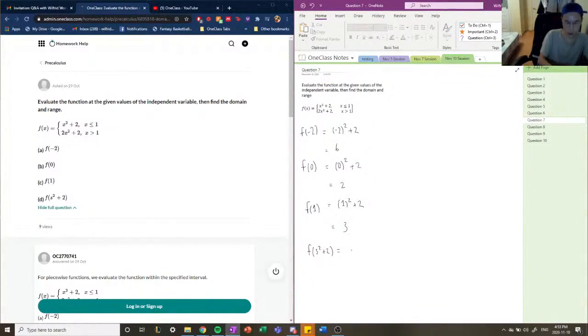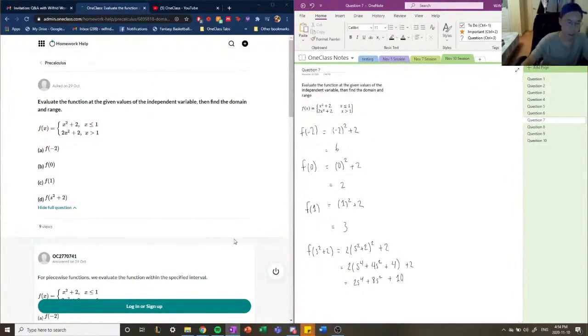Okay, so let's plug s squared plus 2 into our function here, which will equal 2 times (s squared plus 2) squared plus 2. If we expand this bracket here, we get s to the power of 4 plus 4s squared plus 4, plus 2. Finally, we expand this bracket here. We get 2s to the power of 4 plus 8s squared plus 8 plus 10, so that equals 2s to the power of 4 plus 8s squared plus 18. Okay, so this is the output if we have s squared plus 2.